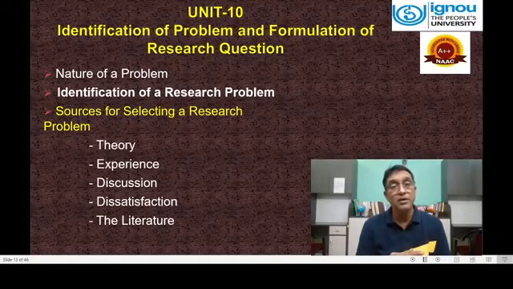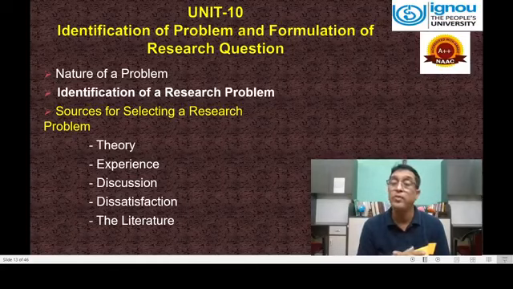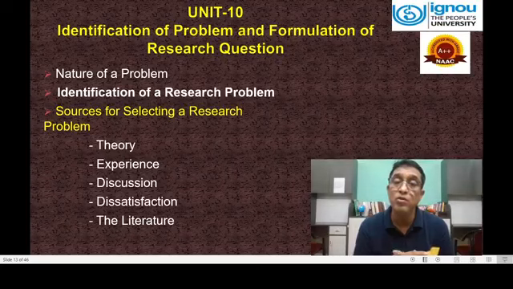And further to explain more about the sources for selecting a research problem, what are the different sources that you will be using for selecting a research problem? First of all, the theories that you have studied. The theories may be related to psychology, may be related to philosophy, may be related to pedagogy, the teaching and learning process.